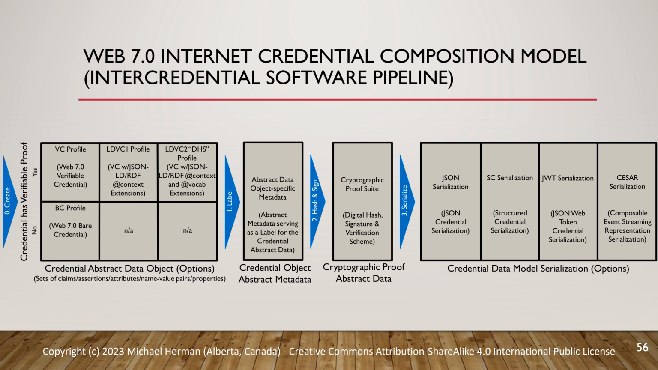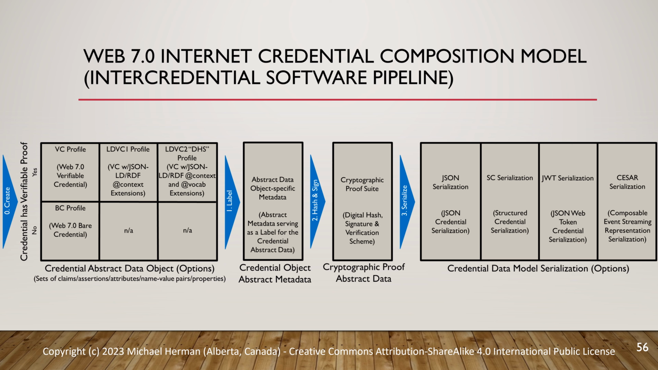We need to attach metadata, things like the credential type, to those properties. And so in the labeling step, we add the abstract data object specific metadata, which we sometimes call a label, and we call the process labeling. The second blue arrow is step 2, hash and sign. Most people are going to be familiar with that.